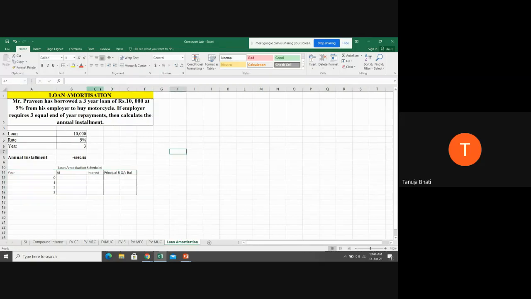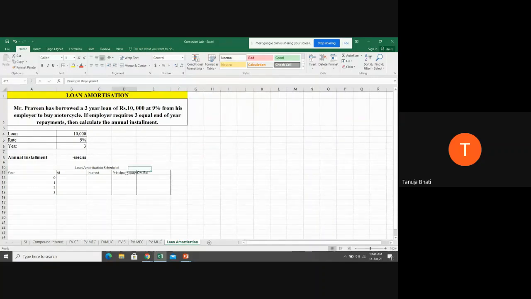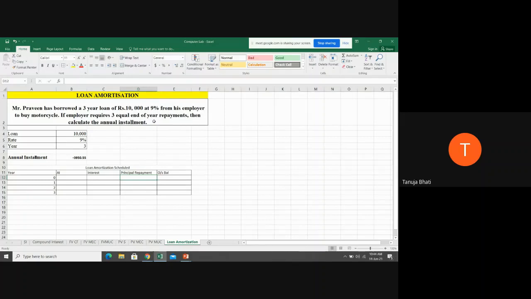Can anyone quickly tell me what am I supposed to write in the annual installment column, students? I need to write B8. So that is 3950. I will round it off, 3950.55. I'll just copy this and paste it here. Next, your outstanding balance will be nothing but your 10,000 before.